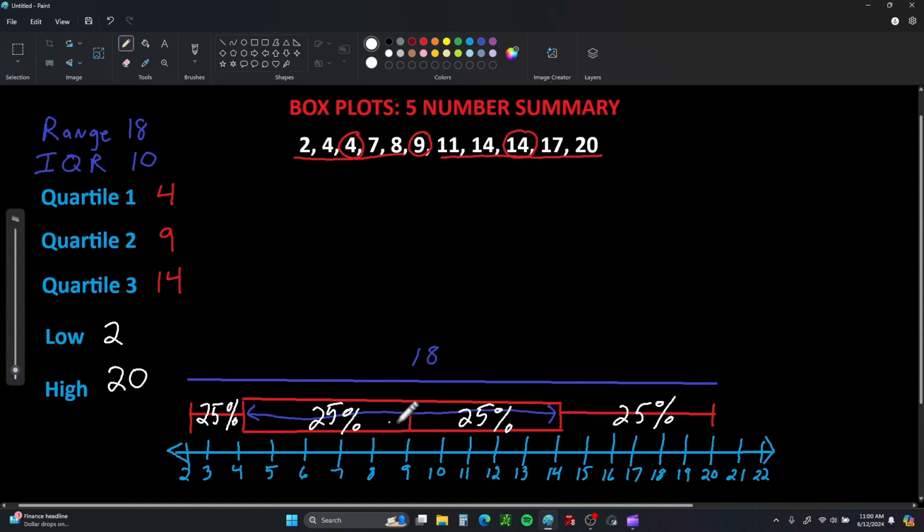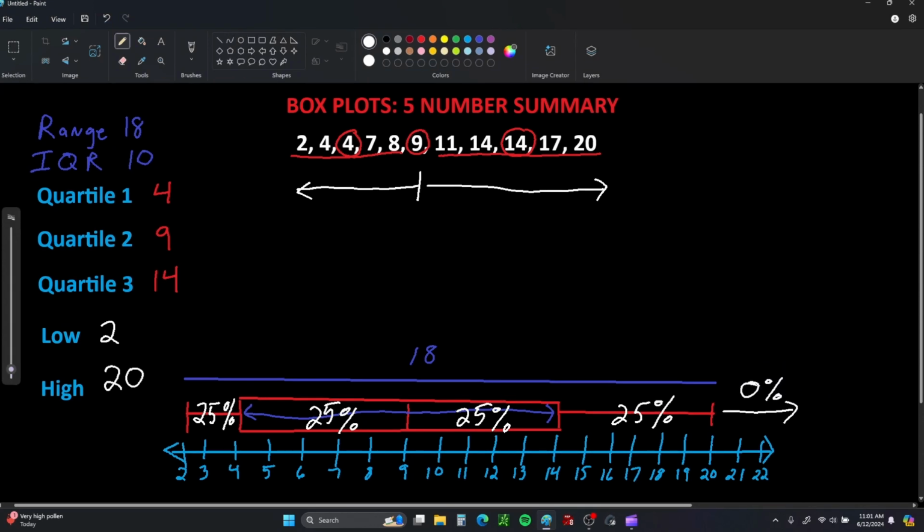How many numbers are smaller than a 9? So 50% of the numbers are smaller than a 9. It makes perfect sense. If this is the middle of the number set going this way, 50% of the numbers will be smaller than 9, 50% of the numbers will be bigger than 9. What percent of the set of numbers is 20 or smaller? And the answer is 100% of them are smaller. How many numbers are bigger than a 20? Well, 0% because it's not inside the boundaries of our box plot.